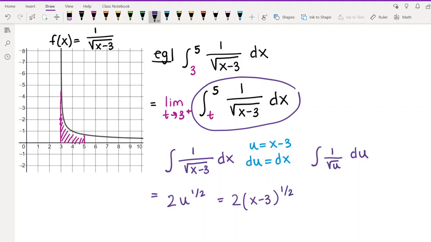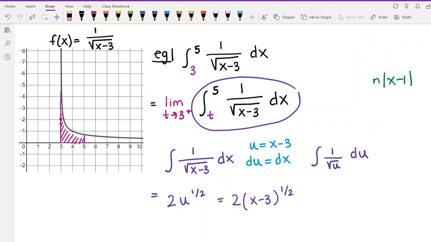So this is kind of like the examples that we did with what I call partial fractions, where if you take the antiderivative of something like 1 over x minus 1, you don't really have to do the substitution. You can just say, okay, that's going to be ln of the absolute value of x minus 1. Same kind of idea here.